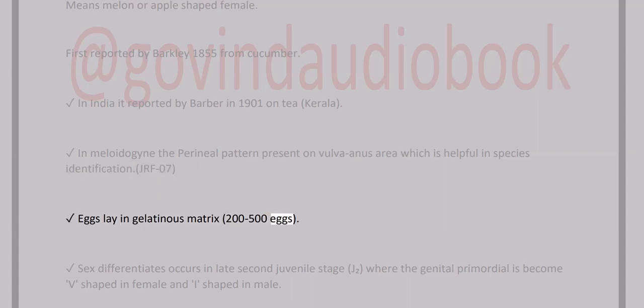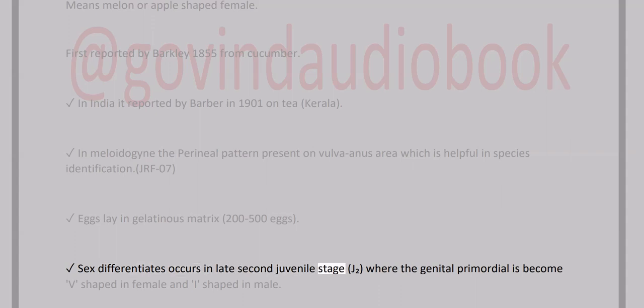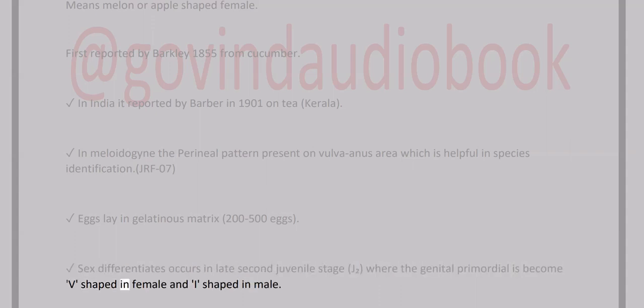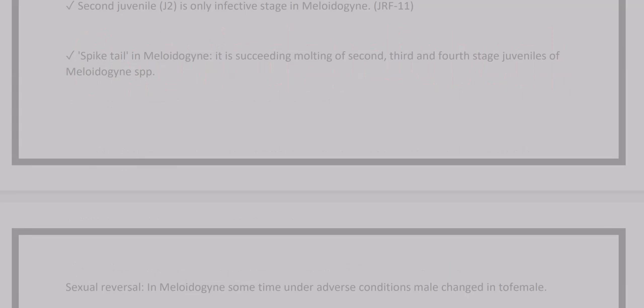200 to 500 eggs. Sex differentiation occurs in the late second juvenile stage, J2, where the genital primordium becomes V-shaped in the female and I-shaped in the male. The second juvenile, J2, is the only infective stage in Meloidogyne.